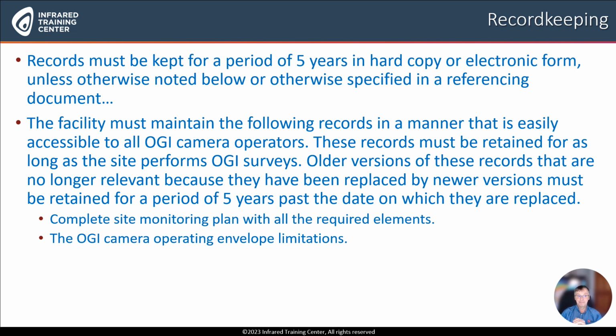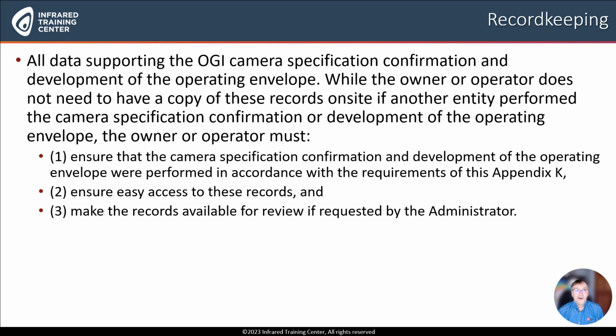And again, these records must be retained for as long as the site performs OGI surveys. So that's above and beyond 5 years. And you've got to have the complete site monitoring plan with all the elements and the OGI camera operating limitations, plus all the results. Okay. And all data supporting the camera specification, confirmation, and development of the operating envelope.